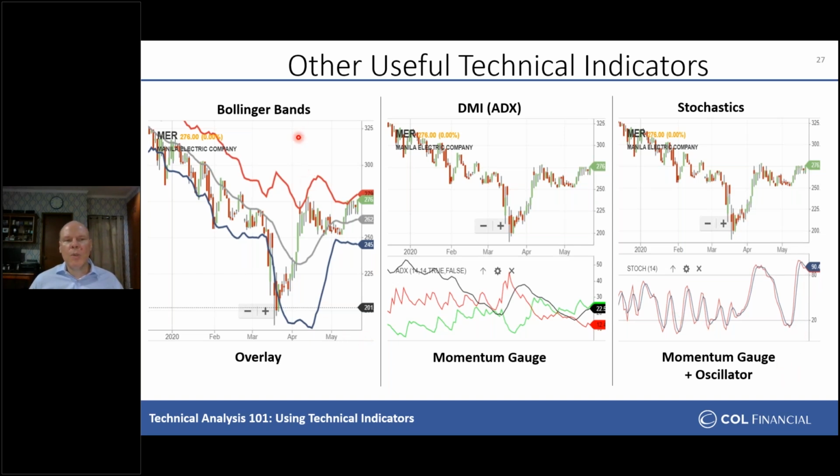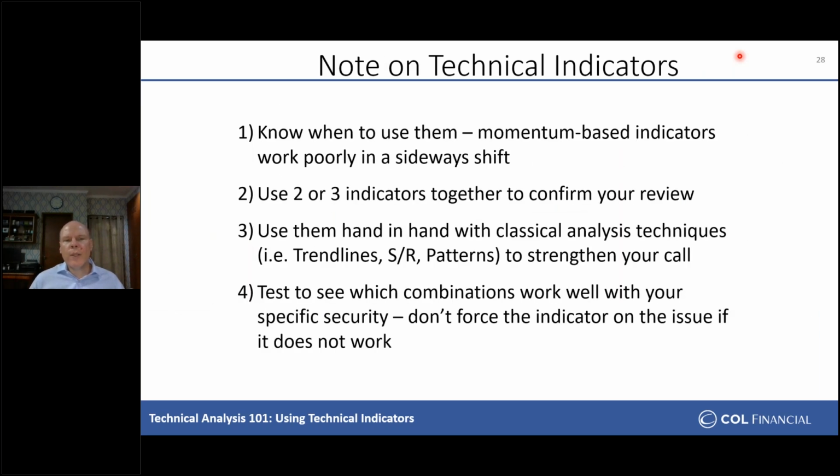Okay, so I previewed for you the Bollinger Band, the DMI, and the stochastics as added tools that you might want to have a look at. Maybe one day, like I said, we'll cover this in a different type of seminar. But the engagement of this is using technical indicators and how, if you combine them along with prices, they can prove to be very useful. So know when to use these types of area patterns. Remember, the majority of these types of indicators are momentum-based indicators, and they work very poorly when consolidations come.